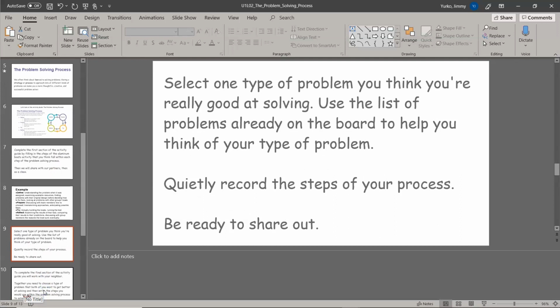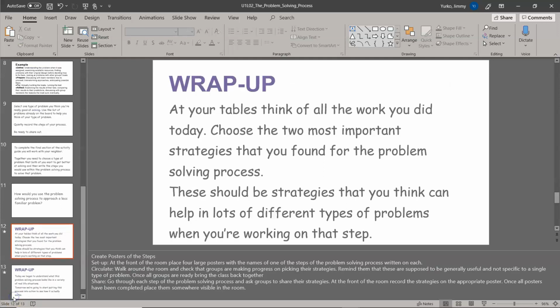Now select one problem you think you're really good at solving. Use the list of problems already on the board to help think of your problem. Quietly record the steps of the process.